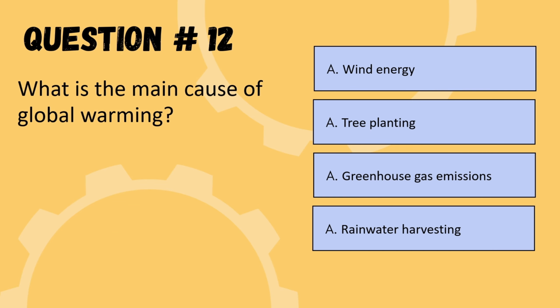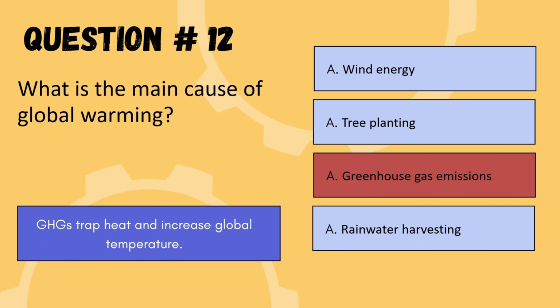Next question is, what is the main cause of global warming? Options are wind energy, tree planting, greenhouse gas emission, rainwater harvesting. So the correct option is option A, greenhouse gas emission. So we are moving to the next question.